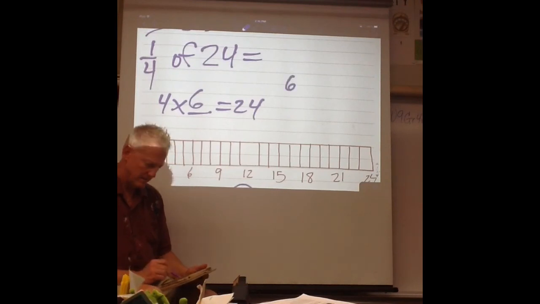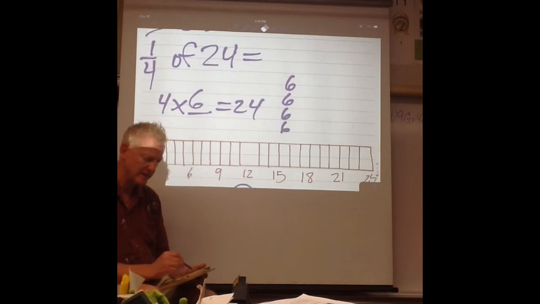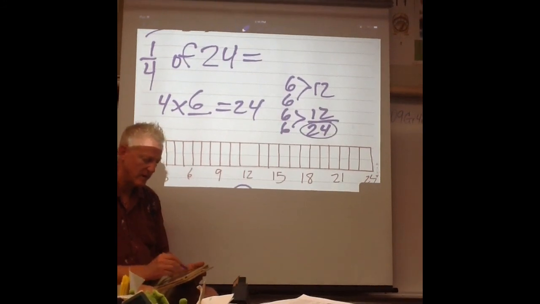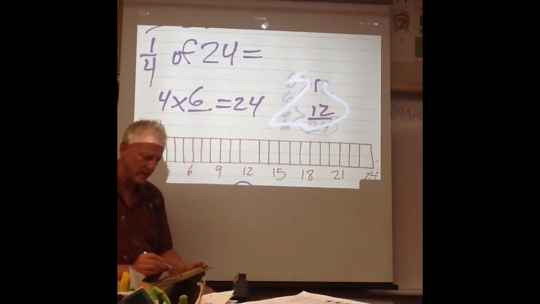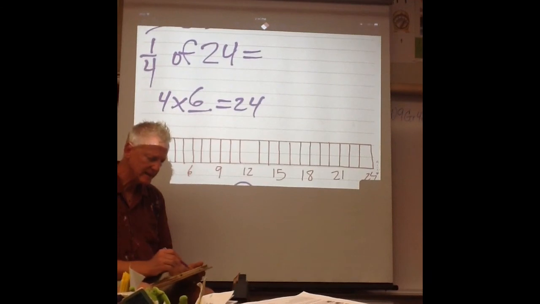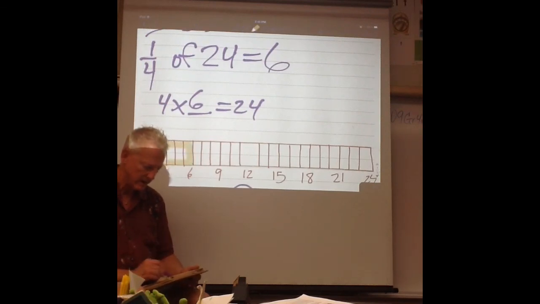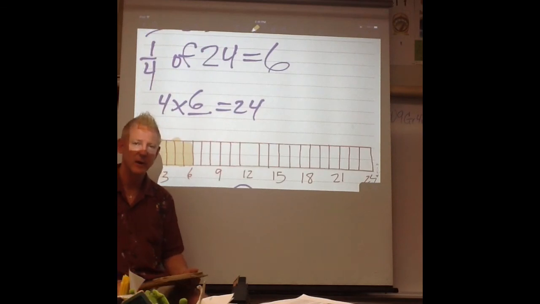Well, 6 times 4 is the same as 4 6s, right? So we could say this is 12, and this is 12, and 12 plus 12: 2 plus 2 is 4, 1 plus 1 is 2, so we have 24. So our number of 6 is right. So what is 1/4 of 24? It's 6. And we could demonstrate that by counting here and then coloring it in. We could do it that way.